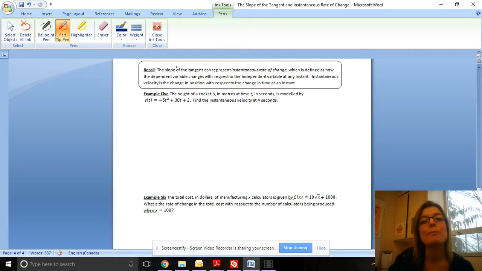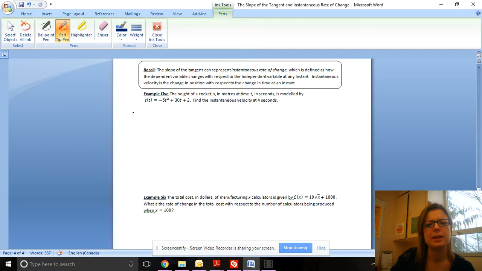All right, so remember, the slope of the tangent can also represent instantaneous rate of change, which is defined as how the dependent variable changes with respect to the independent variable at any instant. So instantaneous velocity is the change in position with respect to the change in time at an instant. So if we have the height of a rocket, and it's modeled by this function, we can find its instantaneous velocity now wherever we want using limits.